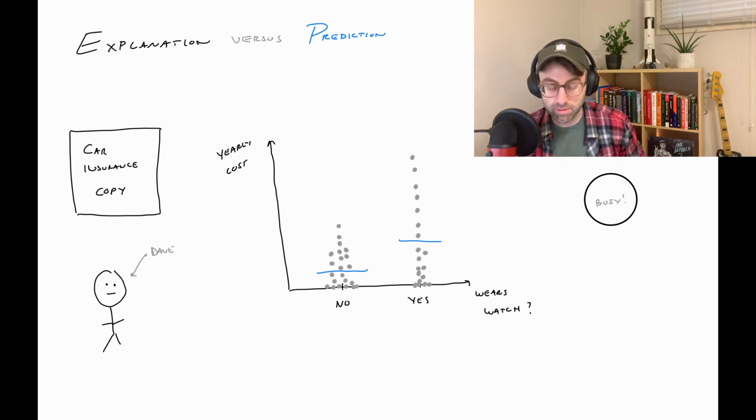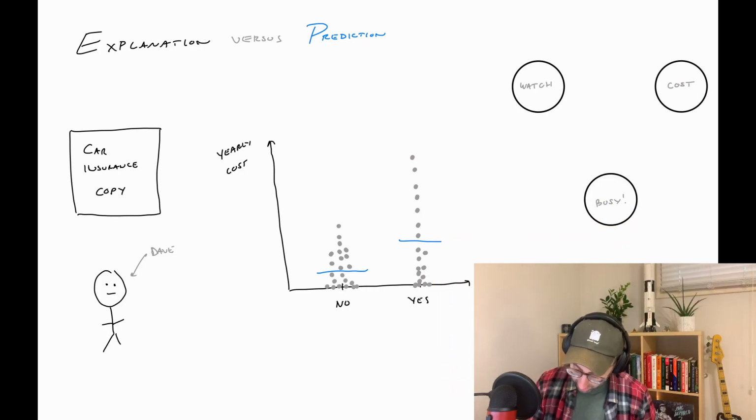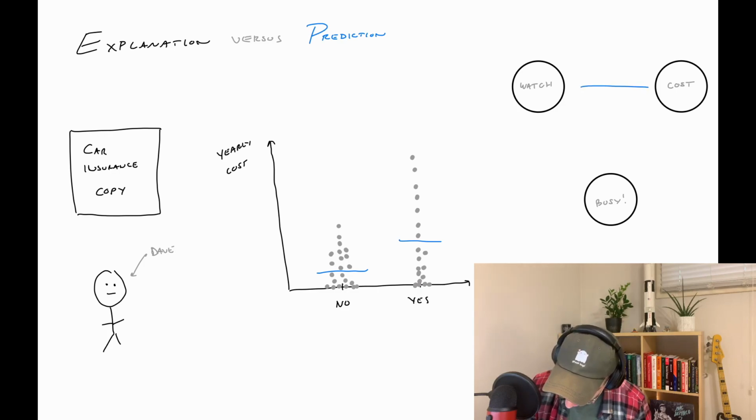And if we break this down for a second, it's probably pretty easy to see what's going on here. So we see that wearing a watch is correlated with the cost to the company.